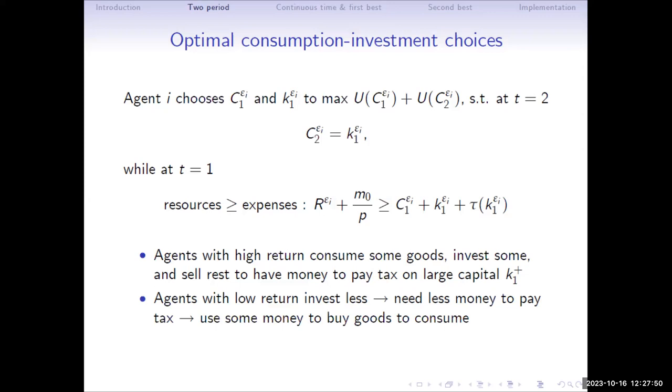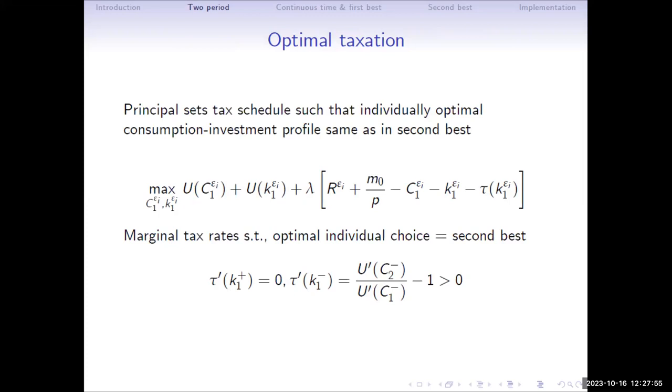And so what an agent does here is to solve this problem. The agent wants to maximize utility of consumption at time one, plus utility of consumption at time two, subject to the resource constraint. So lambda is the multiplier of the resource constraint. And now what we want is that the first order condition of this problem will give rise to the same consumption and the same investment as in the second best.